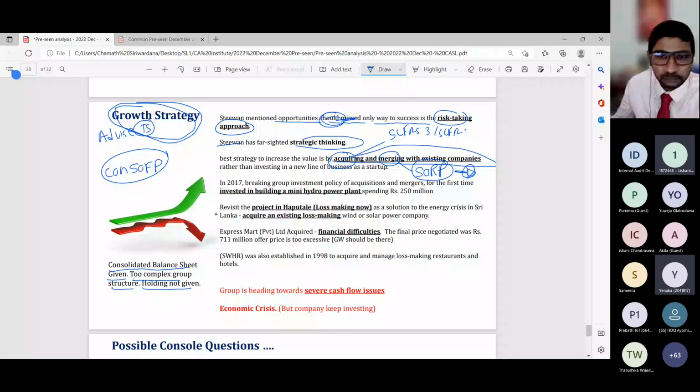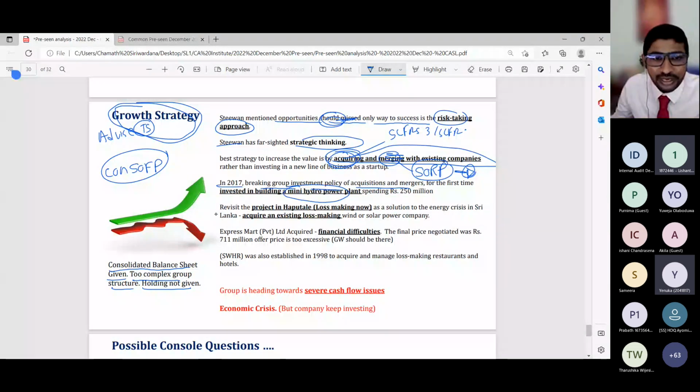Then going forward, in 2007, the group's investment policy was acquisitions and mergers. The first time they invested was in a mini hydro power plant, right? Now they are going to revisit this mini hydro power plant project, and they are going to think about diversifying and acquiring more loss-making wind power and solar power companies. So they are in acquisition mode rather than disposal mode, right?